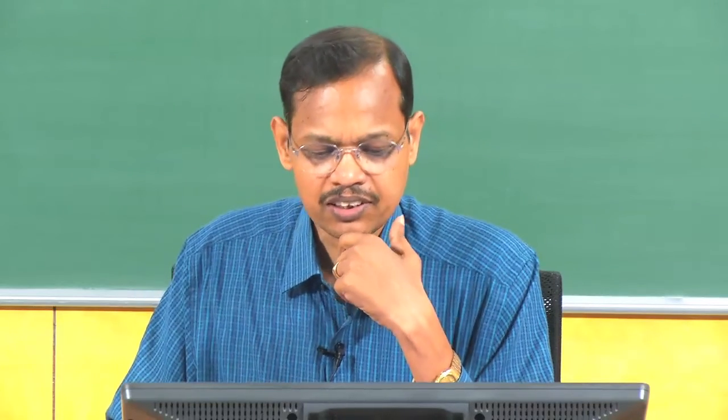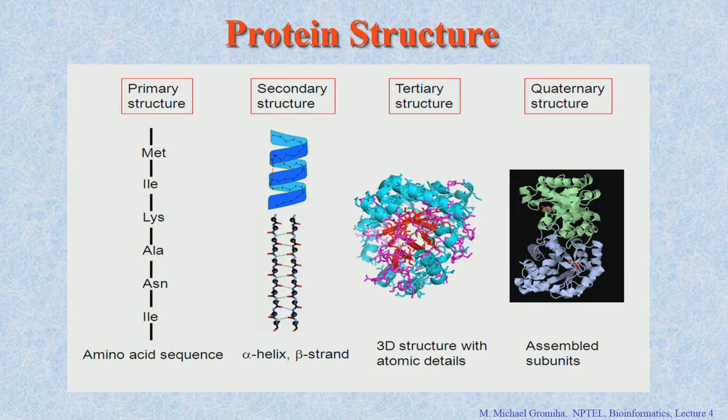When you look into protein structures, there are various levels: primary structure, secondary structure, tertiary structure and quaternary structure. I will just mention these names and we will discuss the details in the next class. So what is the primary structure? Primary structure deals with the combination of amino acid residues. First residue is methionine, second residue is isoleucine, third residue is lysine. You can get this information and go to the next level.